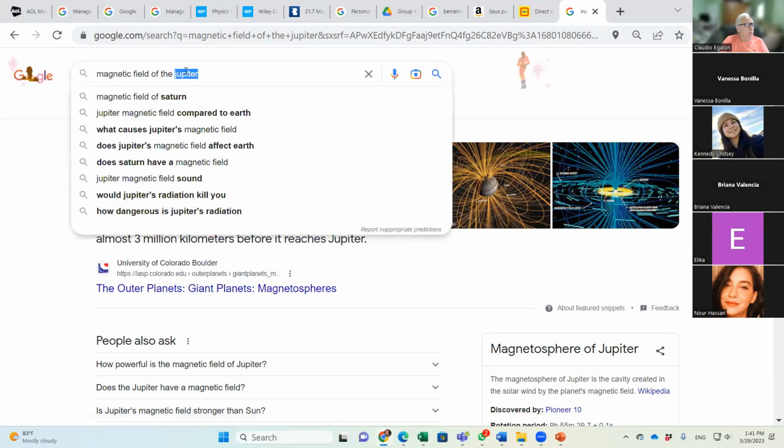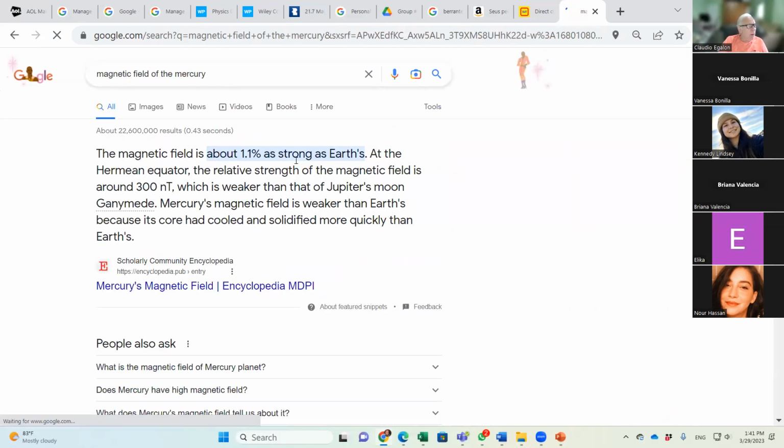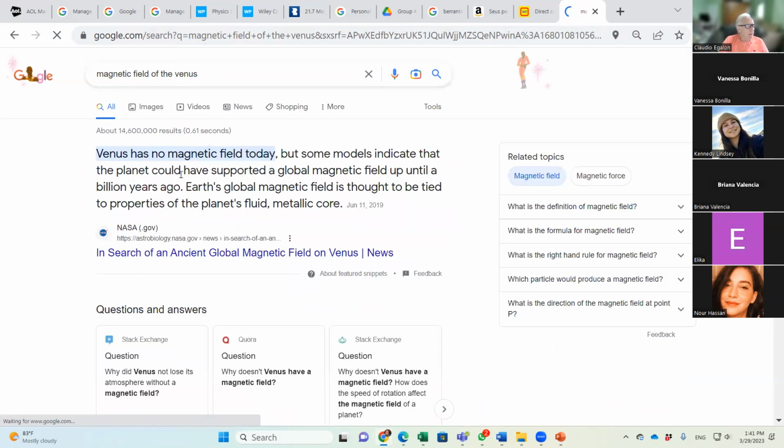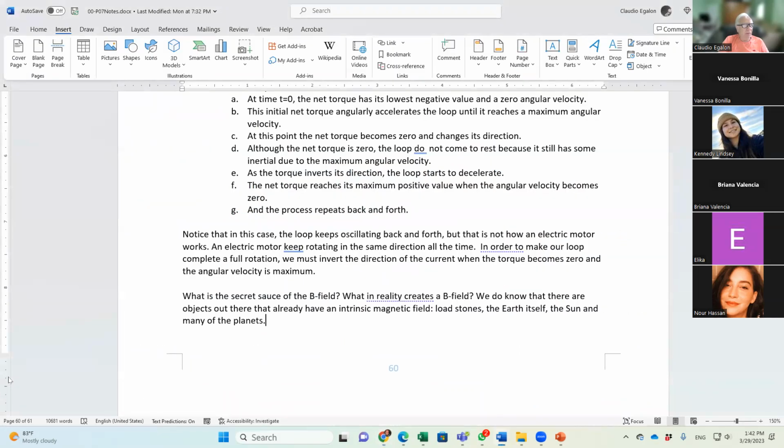Okay, and what about Mercury? Mercury, as far as I remember, is 1.1% as strong as Earth, as though it has no magnetic field whatsoever. What about Venus? Let's take a look. Venus has no magnetic field today. Okay? So some planets have magnetic fields, other planets don't. So what's the secret sauce of a B field? What really generates a magnetic field?